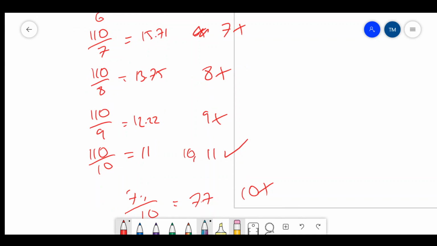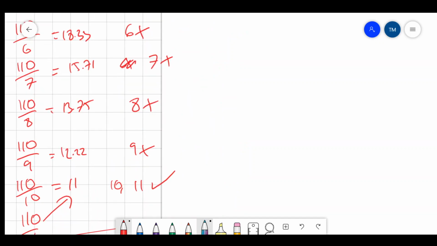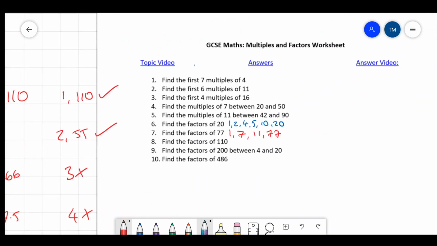Oops, we will remove this row one here. And then the next value that we have will be 110 divided by 11, but we can see that we've already found that as a factor, so we can stop here. So then we just go back through and find our numbers. So we've got 10, 11, 5, 22, 2, 55, and 1, 110. So in our answers, it's going to be 1, 2, 5, 10, 11, 22, 55, and 110.